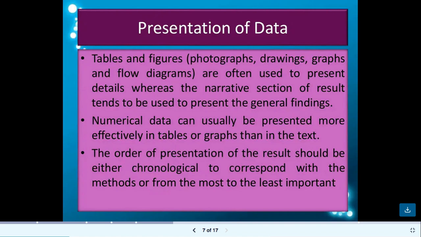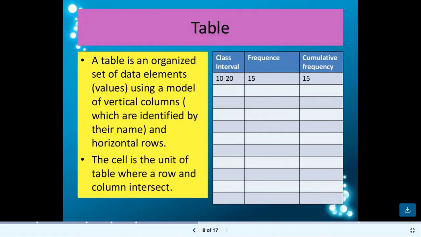And then the order of presentation of the result should be either chronological, to correspond with the methods, or from the most to the least important. So, in result, you have to make tables. We know that a table is an organized set of data elements using a model of vertical columns and horizontal rows. The cell is the unit of a table where a row and column intersect.